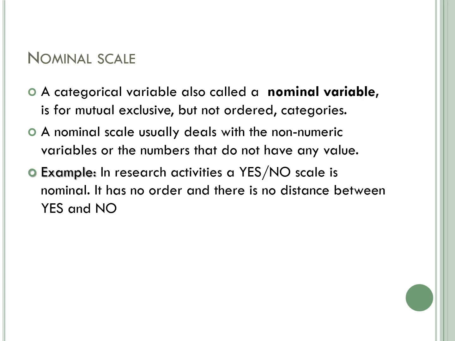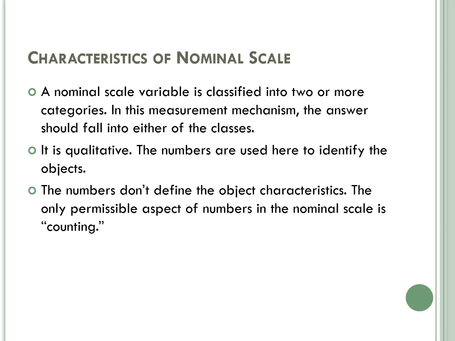So nominal scale: a categorical variable, also called a nominal variable, is for mutually exclusive but not ordered categories. A nominal scale usually deals with non-numeric variables or numbers that do not have any value. For example, in research activities, a yes or no scale is nominal. It has no order and there is no distance between yes or no.